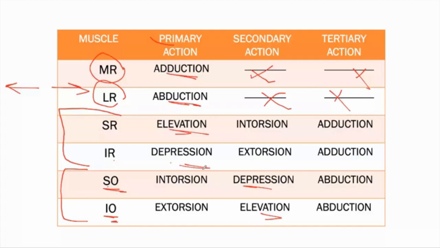So just to summarize, the superior muscles are causing intorsion. So the superior rectus causes intorsion, the superior oblique will cause intorsion. The inferior muscles will cause extorsion. So inferior rectus will cause extorsion, inferior oblique will cause extorsion. The recti are adductors. So the superior rectus causes adduction, the inferior rectus will cause adduction. The obliques are abductors. So the superior oblique will cause abduction and the inferior oblique will cause abduction.